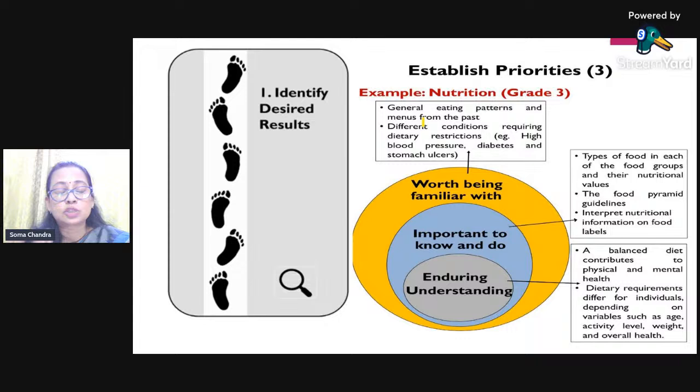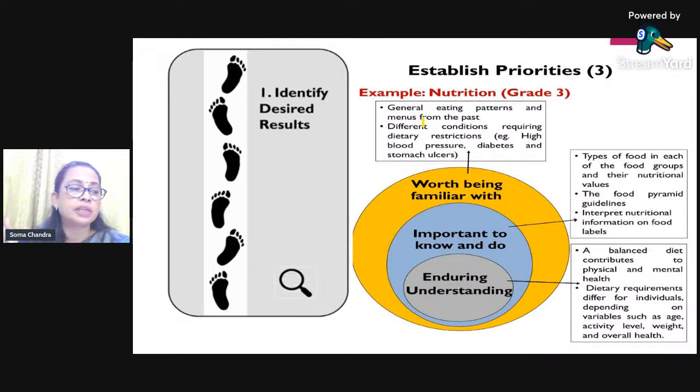Dietary requirements: what kind of food we should eat when we are a student, what kind of food an elderly person requires. So variables such as age matter; depending on the age, we change the kind of food we should eat. Important to know would be types of food in each of the food groups: which are carbohydrates, which come under roughage, which come under proteins. Interpret nutritional information on food labels.